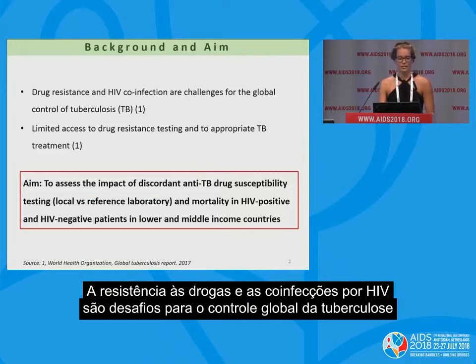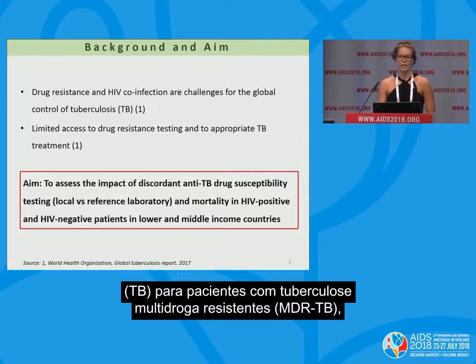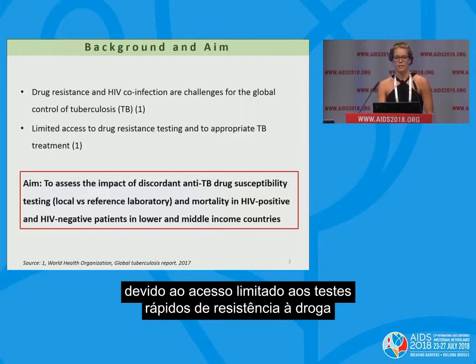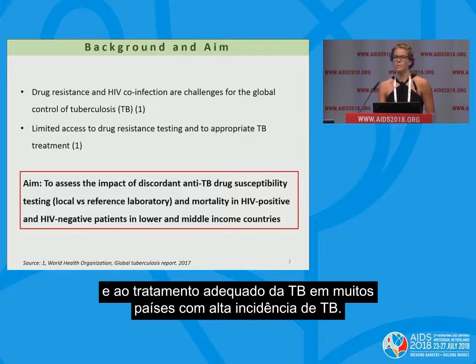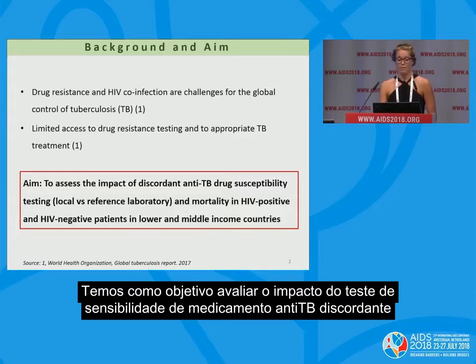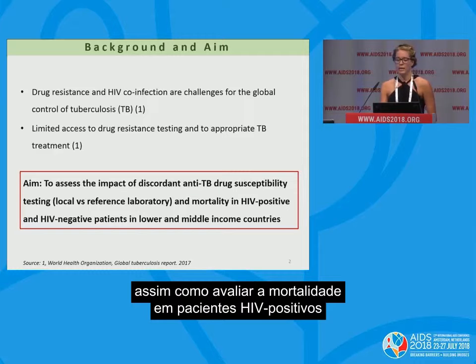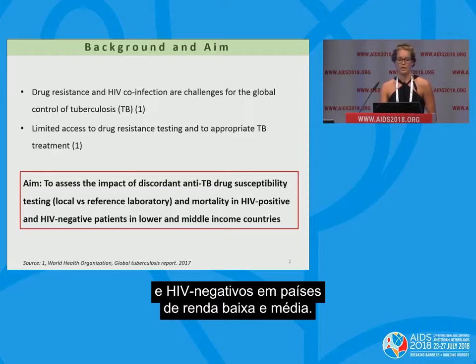Drug resistance and HIV co-infections are challenges for the global control of tuberculosis, TB, for patients with multi-drug resistance, MDR-TB, and extensively drug-resistant XDR-TB, due to limited access to rapid drug resistance testing and to appropriate TB treatment in many high TB burden countries. We aim to assess the impact of discordant anti-TB drug susceptibility testing performed locally versus the reference laboratories and to assess mortality in HIV-positive and HIV-negative patients in lower and middle-income countries.